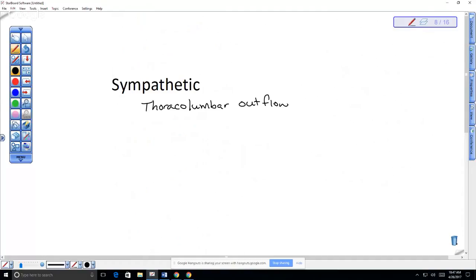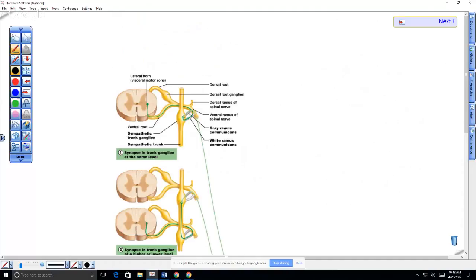So if we look at this, we also have what they call communicants between the ganglia. The ganglia reside close to the spinal cord. Okay, so the axons that come into the ganglia are referred to as the white communicants. Let me just make sure I have this right. The white ramus, sorry, communicans.